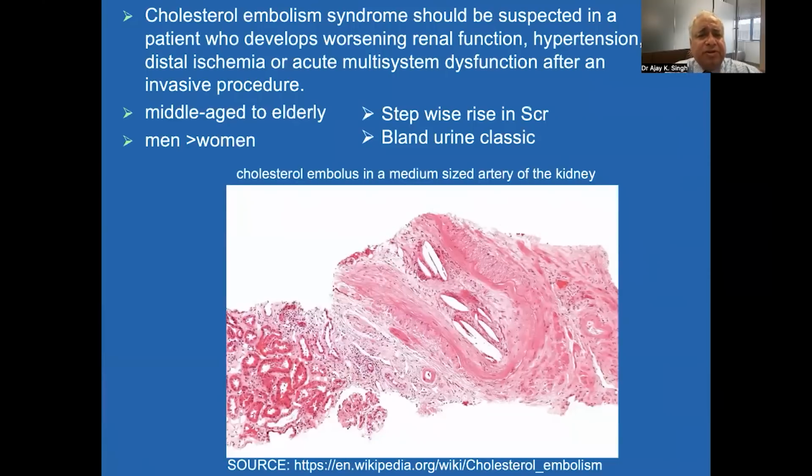Cholesterol embolism syndrome should be suspected in any patient who develops worsening renal function, hypertension, distal ischemia, or acute multisystem dysfunction after an invasive procedure. It tends to occur more commonly in middle-aged and elderly people because they tend to have more vascular disease, more common in men than women. There's a stepwise rise in the serum creatinine, and usually the urine is bland. That's the classic presentation. But in a series by Bazzari et al., they actually noted that some of these patients can also have an active sediment. And this is shown here, these cleft-like crystals in a medium-sized artery of the kidney.